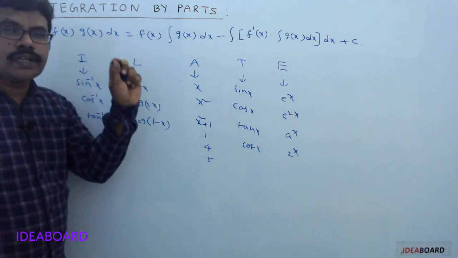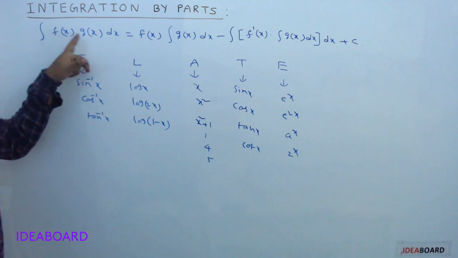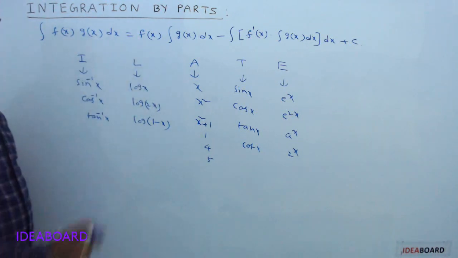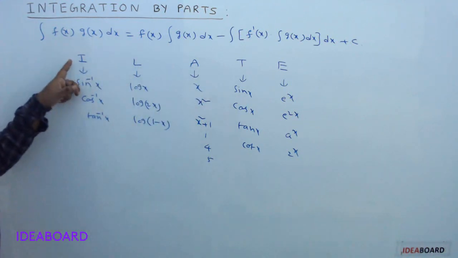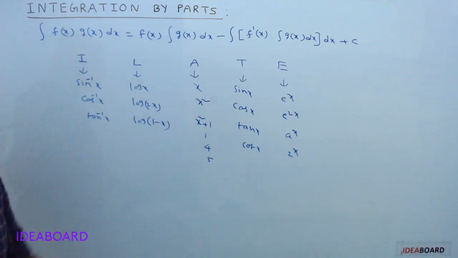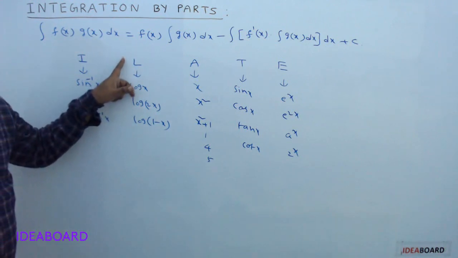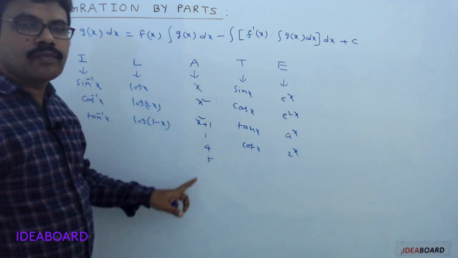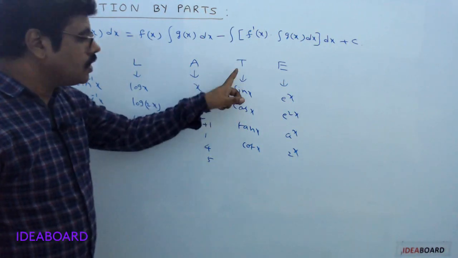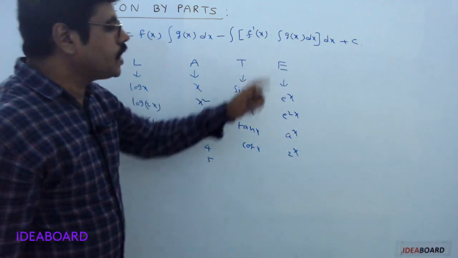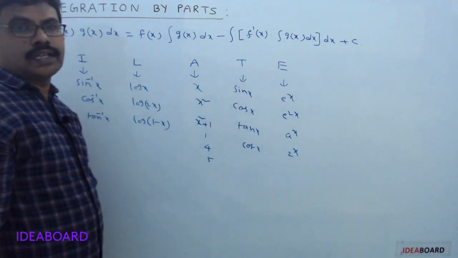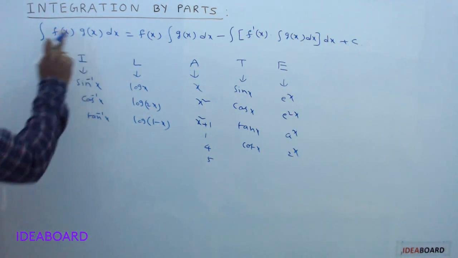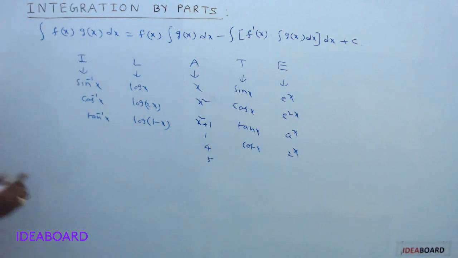In the integration by parts formula, we choose the functions f of x and g of x based on the word ILATE. In this word, the letter I stands for inverse trigonometric functions. The letter L stands for logarithmic function. A stands for algebraic functions. T stands for trigonometric functions. E stands for exponential functions. Now see an example of how we choose the functions f of x and g of x in this by parts formula.